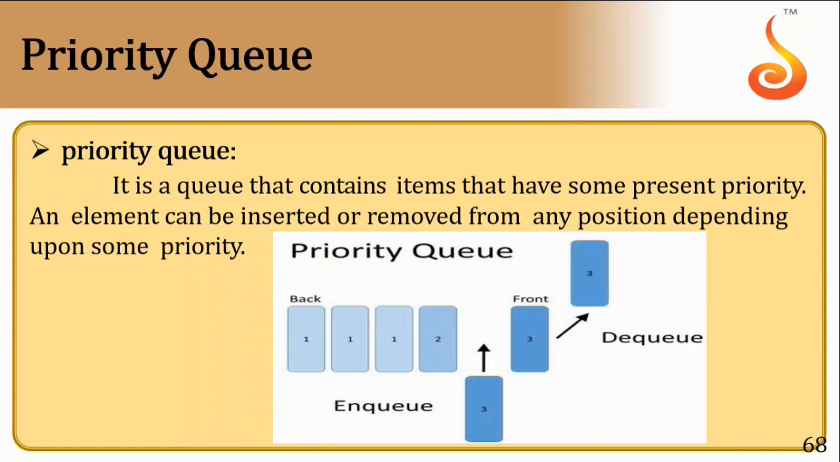The next is a priority queue. So what do you mean by priority? You can give priority even in temples. When you go, you have priority queues, right? That is for the general public, which is free. And then you have different rates like VIP, VVIP, the special pass entrance, and each will have a separate queue. Based on that, they will give priority. Like suppose they can send 5 people of VIP and then 1 person of the common queue. In the same way, it's a queue that contains items that have some priority. An element can be inserted or deleted from any position depending on the priority. That is the priority queue.